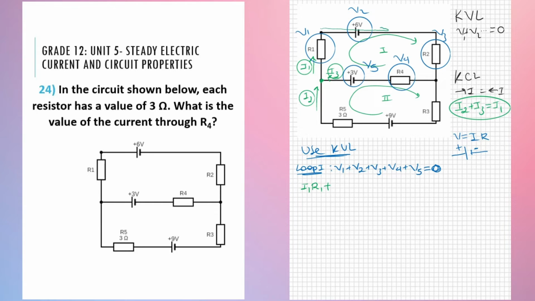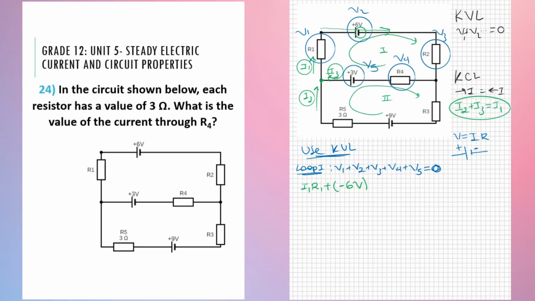The current is flowing in this direction. Take the sign of the far terminal. In this case, the farther terminal is the negative terminal. So we take negative 6 volts instead of positive 6 volts. You'll get the hang of this the more questions you do.